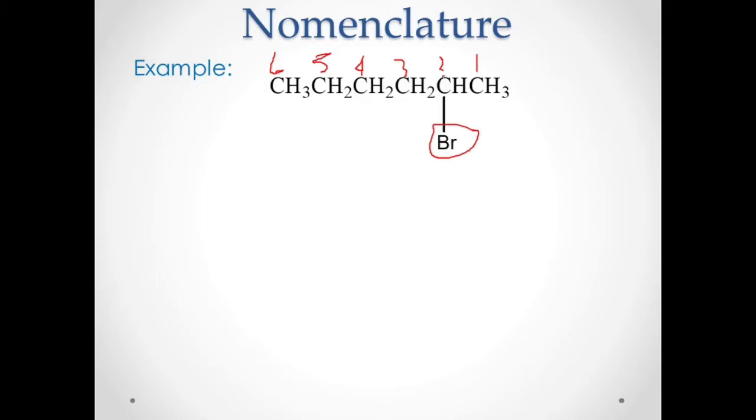So the name would now be, starting from your substituent, 2-bromo. Then what is the name of your parent? It has 6 carbons. So therefore, that would be hexane. So the answer would now be 2-bromohexane.